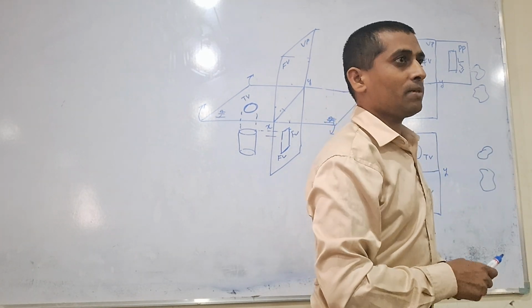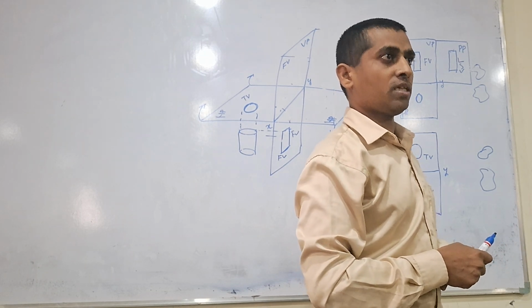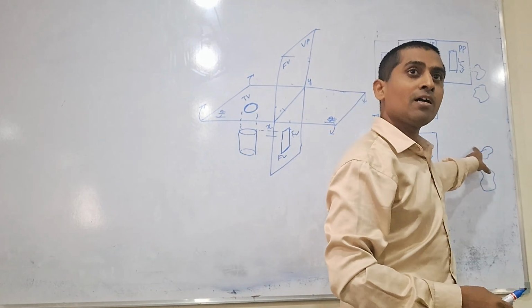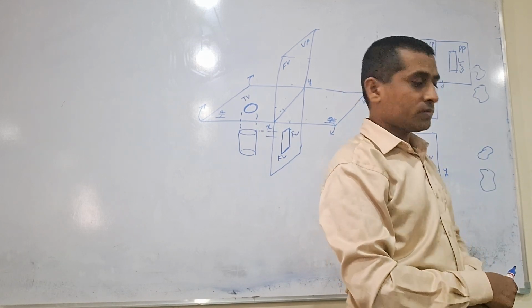They may say that these are third angle projections. Then we have to understand that the above figure is the top view, and the below figure is the front view. Is it clear? Now see.